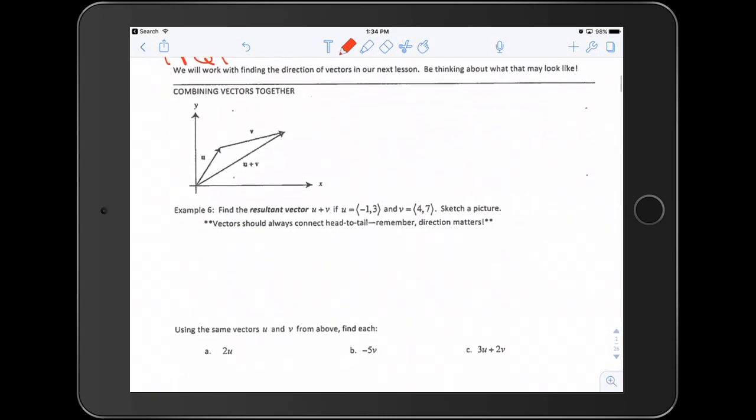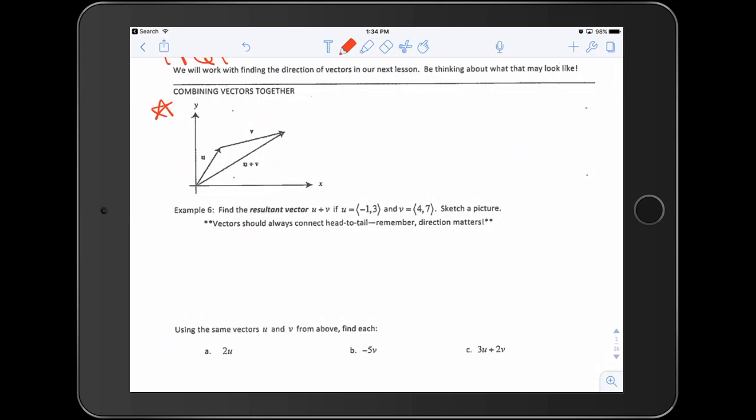Down here where it says combining vectors together, this is pretty straightforward from at least what we were just doing, where when you have, and we use this all the time with vectors, when you have multiple forces working with and against each other, that means that your forces will need to be combined.